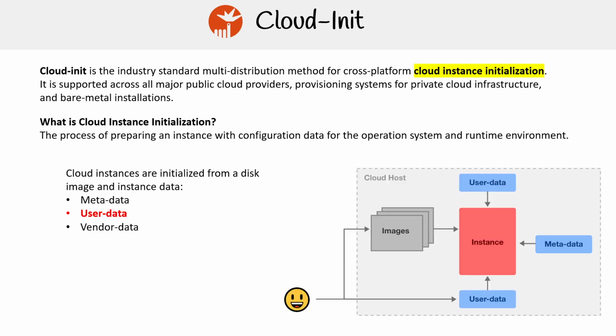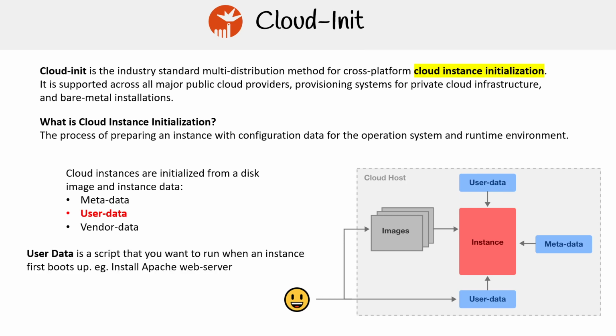But anyway, here's a diagram with the idea of we have those images and we have the instance, and then we have user data, metadata. It shows user data twice. I didn't make the diagram, but vendor data would have made sense in here. I just noticed how that looks a little bit funny to me.